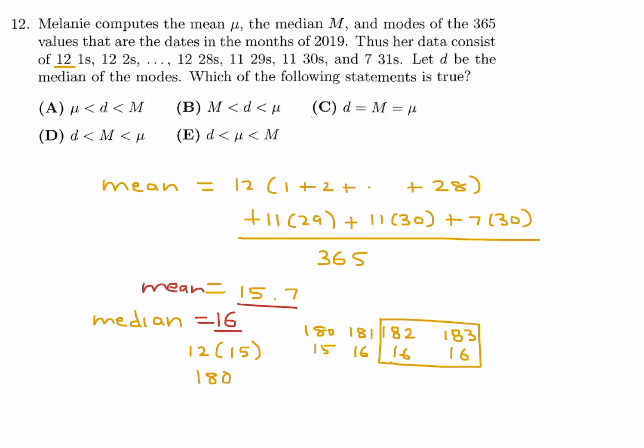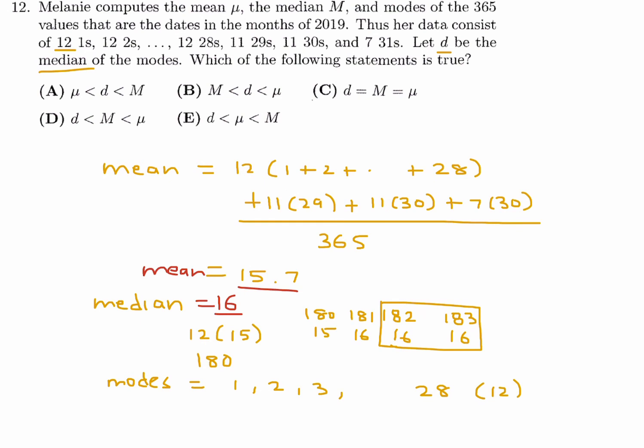Now we have to look at the next thing, which is the mode, or actually in particular D, which is the median of the modes. Well, the modes, first of all, are the ones that appear the most, and there's a tie. 1, 2, 3, all those numbers up until 28 all appear 12 times, so there's a tie there. So these are the modes. There's 28 modes. So we want the median of that. The median of that would be the middle value, which is going to be the average of the 14th and the 15th value. The 14th value is 14 and the 15th value is 15. So the average of that is 14.5. So this represents my D.